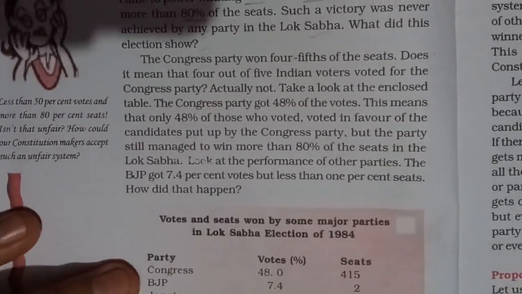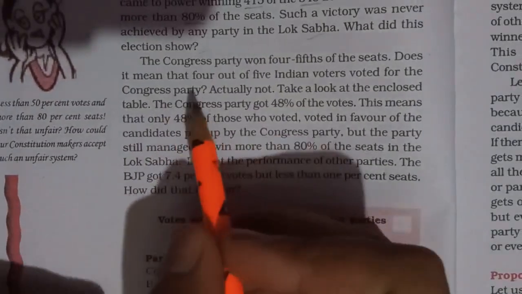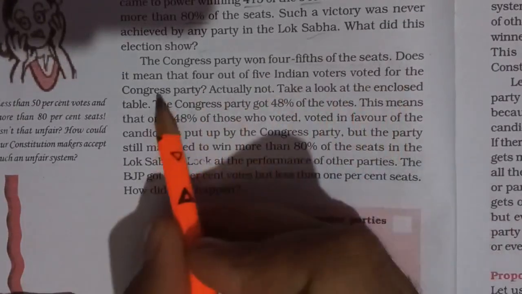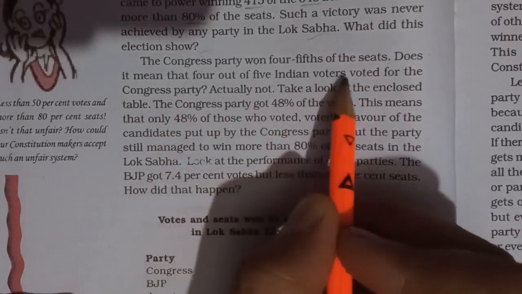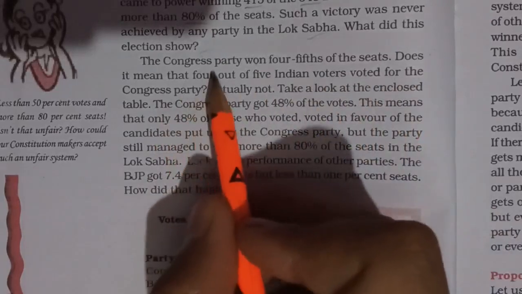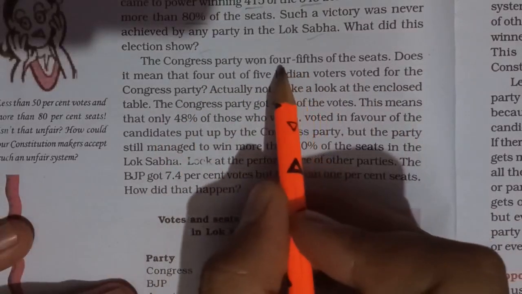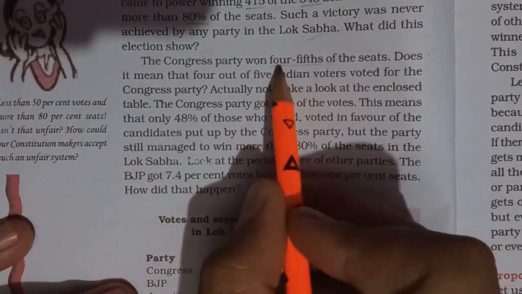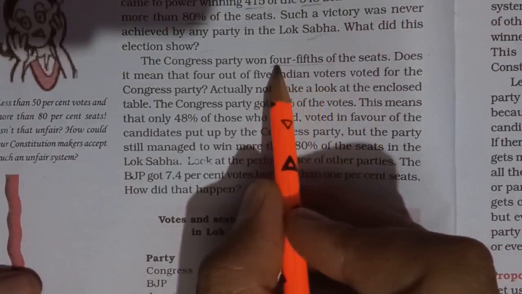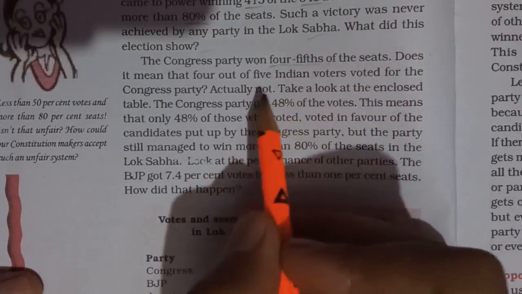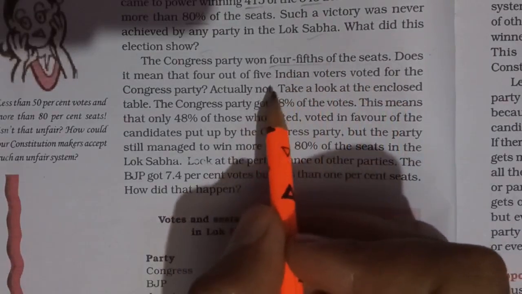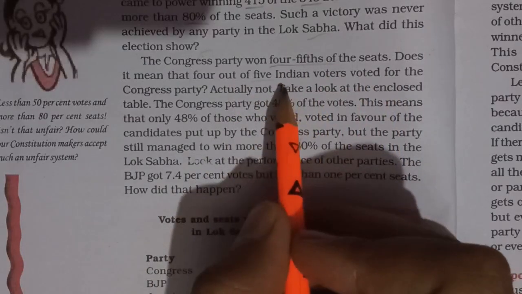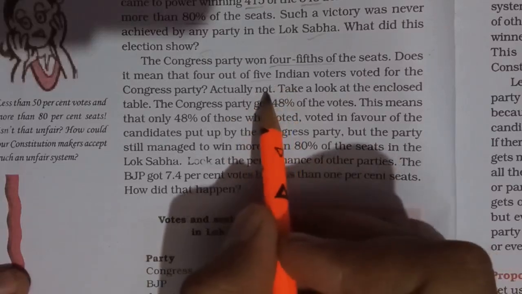Okay. So here, talking of the same election, the Congress party won 4/5 of the seats. Does it mean that 4 out of 5 Indian voters voted for the Congress party? Now they are saying, in proportion, 4/5 of the seats. From every 5 seats, 4 seats were of Congress politicians. So does it mean that out of every 5 voters who came to vote, 4 were voting for Congress? Is that right? No, actually not. This is not the case.